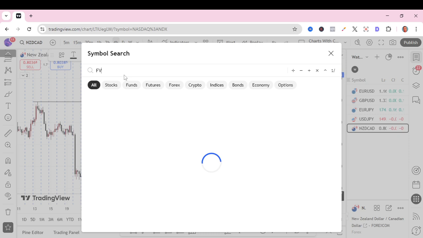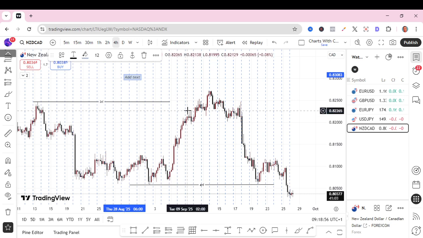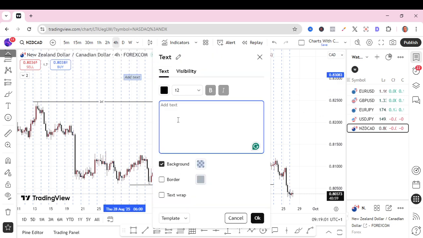There's FVG. My TradingView is giving me issues. So there's FVG as internal range. There is weak low. There is also previous day's high or previous day's low.